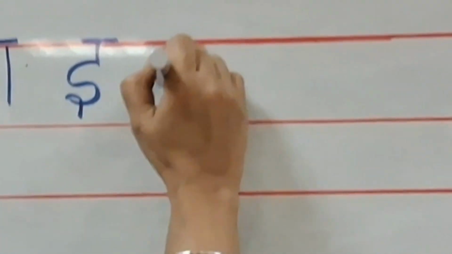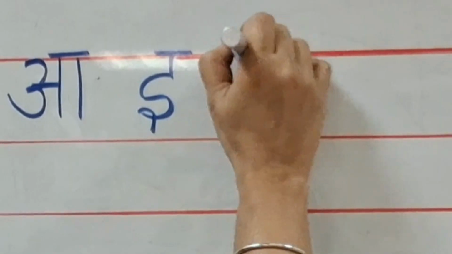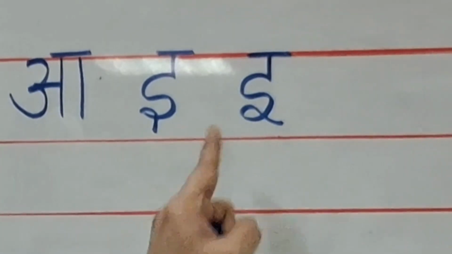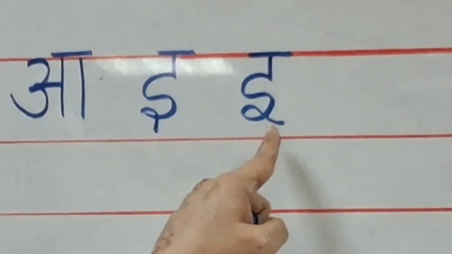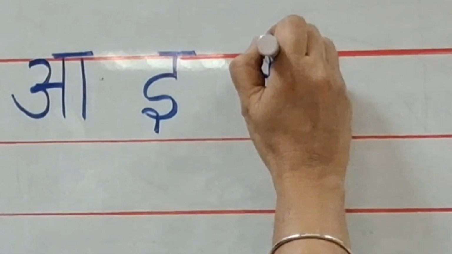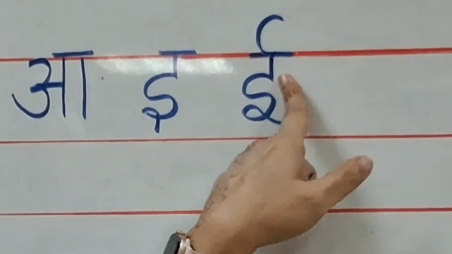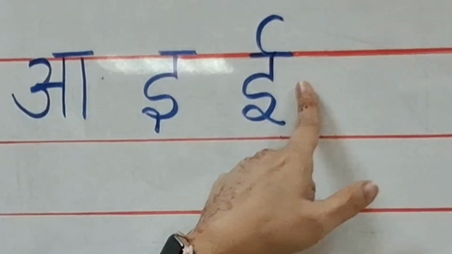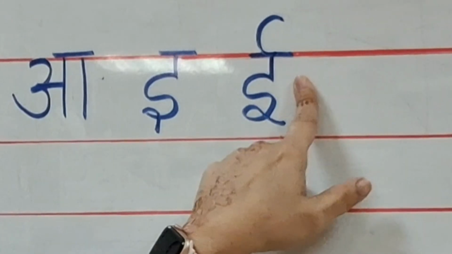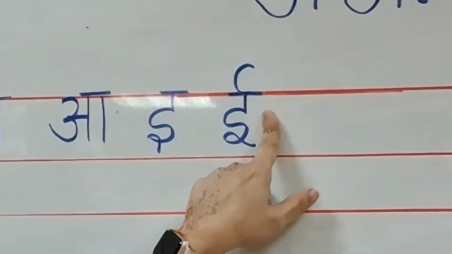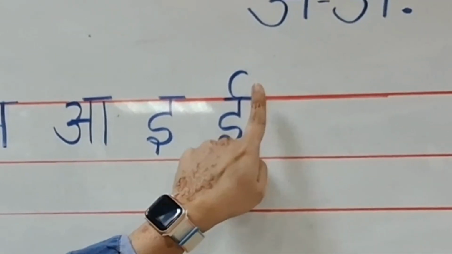So now we finished A say anar, Aa say aam, I say imli, and now we are going to Ee say eek. For this I will first write I say imli. पहले मैं इमली लिखूंगी और उसके ऊपर एक छोटा सा क्वेश्चन मार्क लिखूंगी ऐसा. ठीक है? So this becomes Ee. Ee से eek.